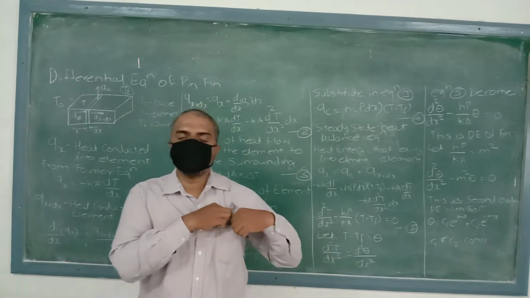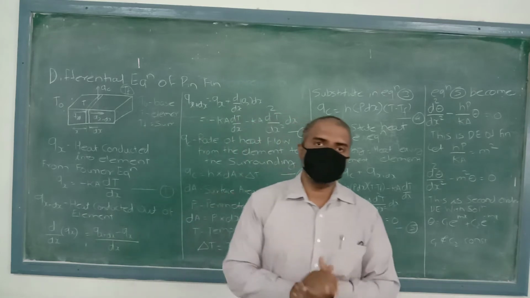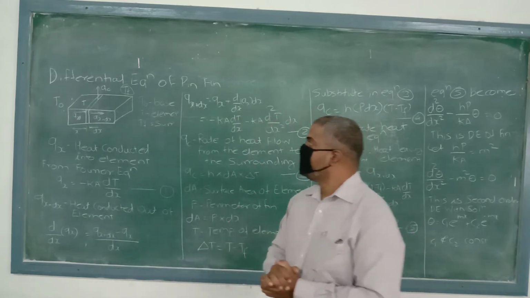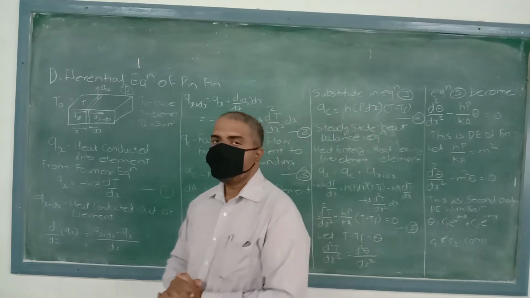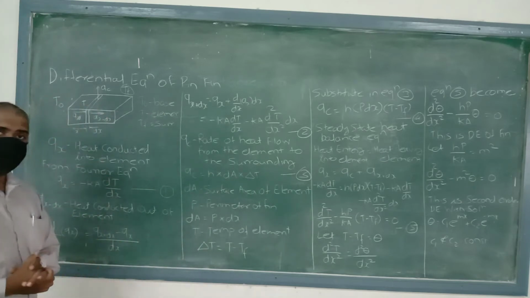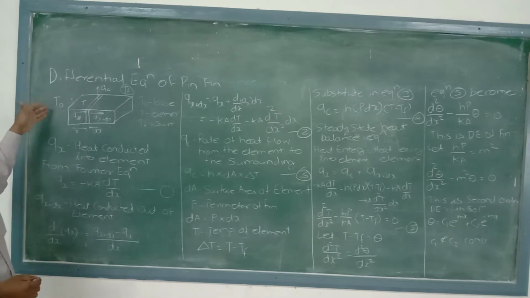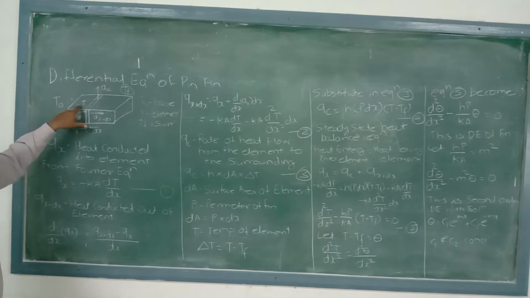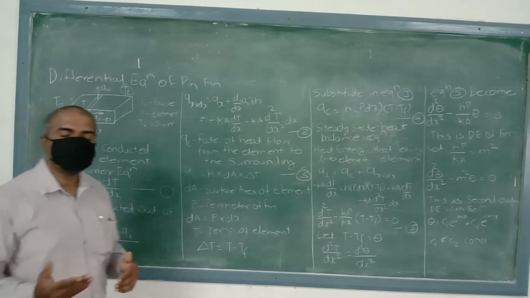Good morning, friends. Today we are going to discuss the differential equation of the pin fin. To obtain the differential equation of the pin fin, first of all we have to consider a fin having the cross section area A. Now the fin base temperature we are going to consider is T0. Next, T is the temperature of that fin and Tf is the temperature of the surrounding.